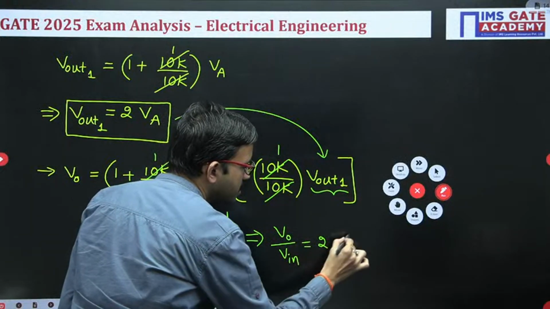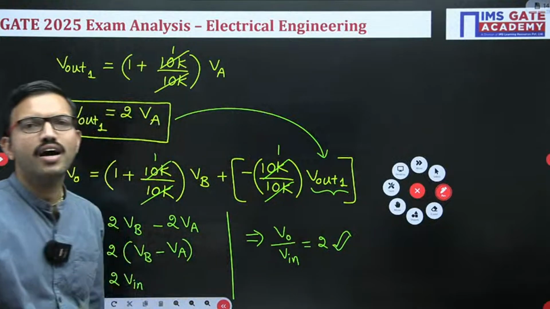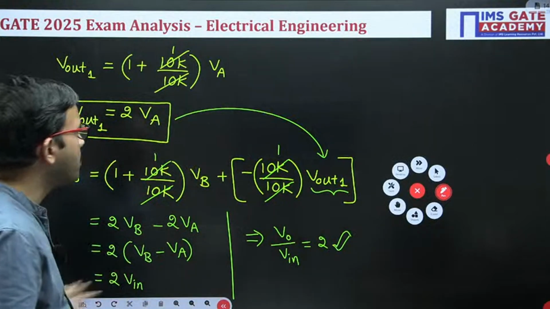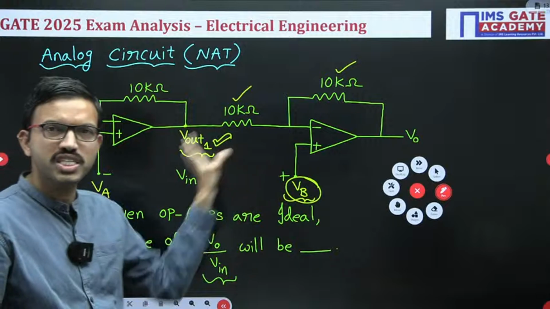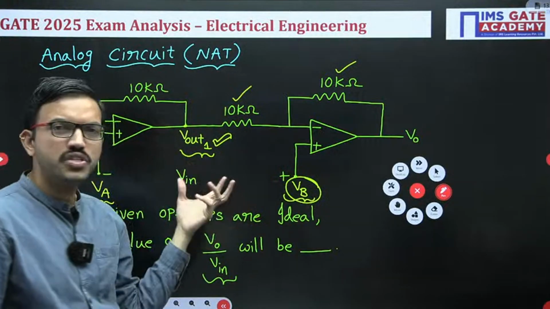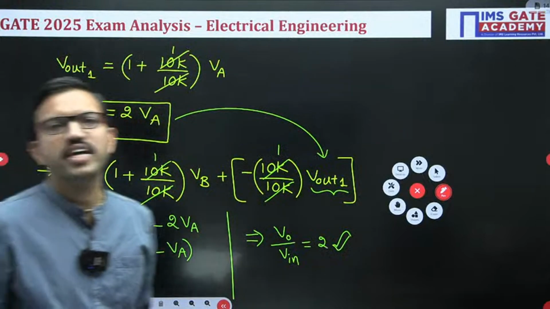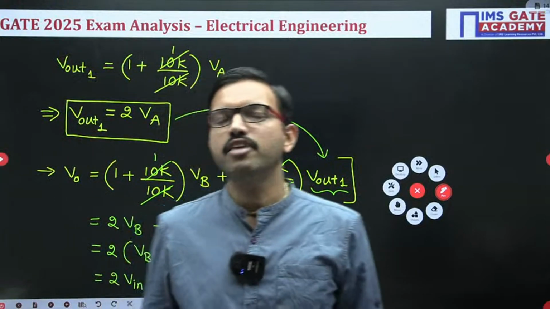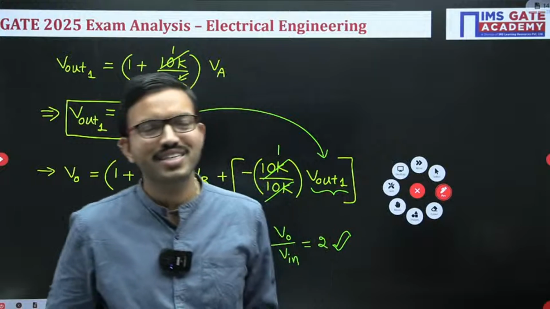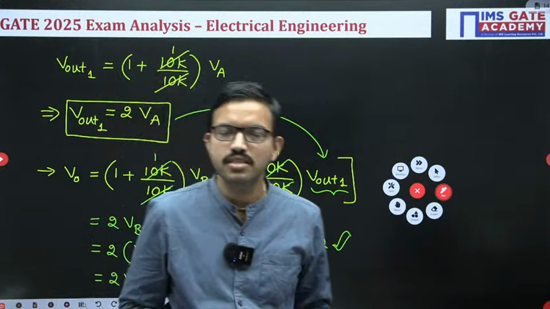So the answer for this question is 2. Even if they ask for the overall given op-amp circuit, whatever you have, a 2-stage op-amp, for the overall circuit, even if they ask for gain, the same answer, that is 2. I hope all of you got the clarity, and these are the 2 questions we have received from our students based on their memory.